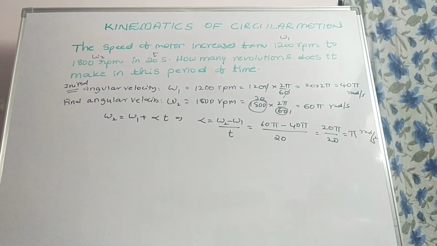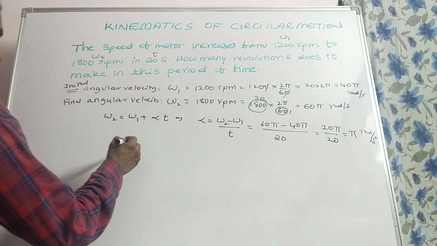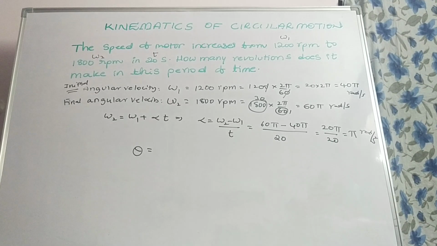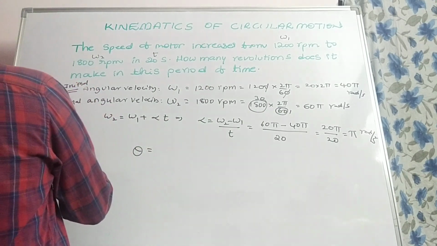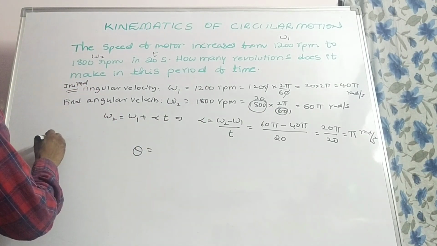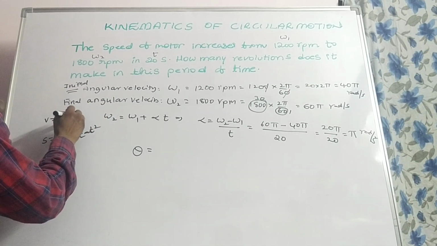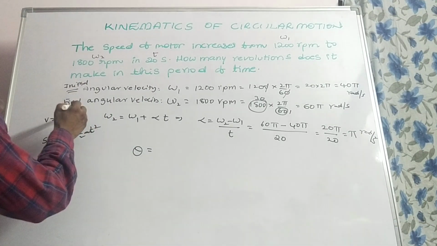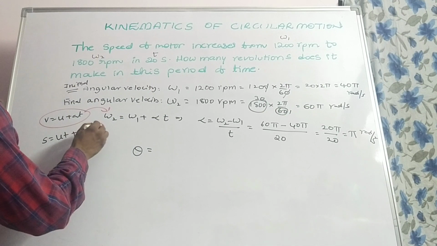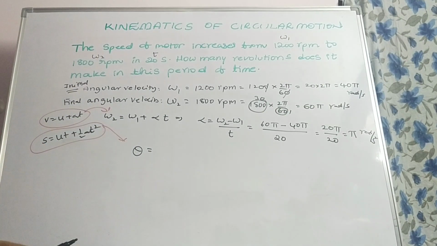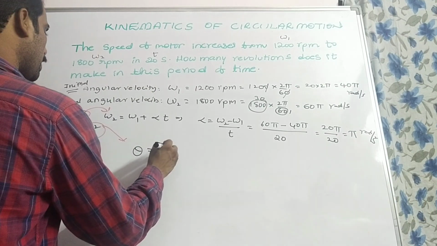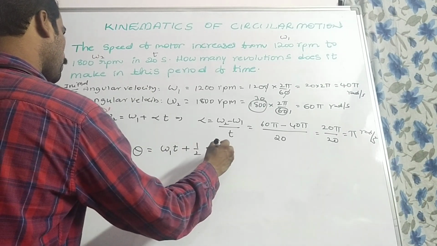Now we have to find the angular displacement. Angular displacement theta is equal to omega naught t plus half into alpha t square. Omega naught or omega 1, no problem. Like s is equal to ut plus half at square, here we are using v equal to u plus at, analogous to that. Now theta is equal to omega 1 into t plus half into alpha into t square.